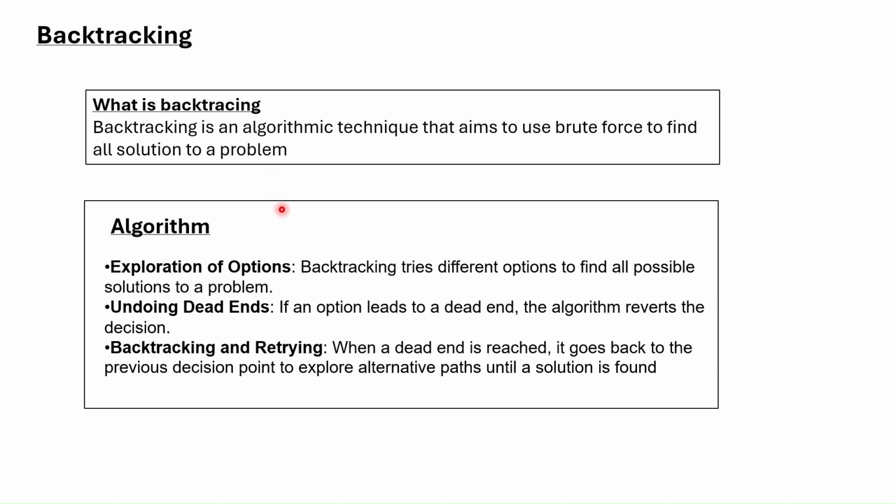So this is the algorithm: backtracking tries different options to find all possible solutions to a problem. If an option leads to a dead end, the algorithm reverts the decision and goes back to the previous decision point to explore alternative paths until a solution is found. Due to time constraints, we won't be covering backtracking in detail today, but I encourage you to explore it on your own. It's a very powerful concept used in problems like N-Queens, Sudoku solving, and more.